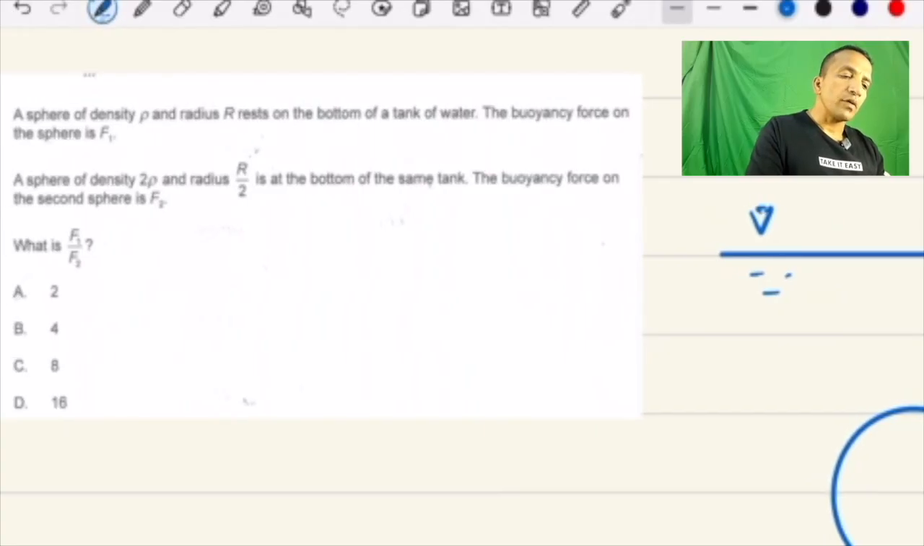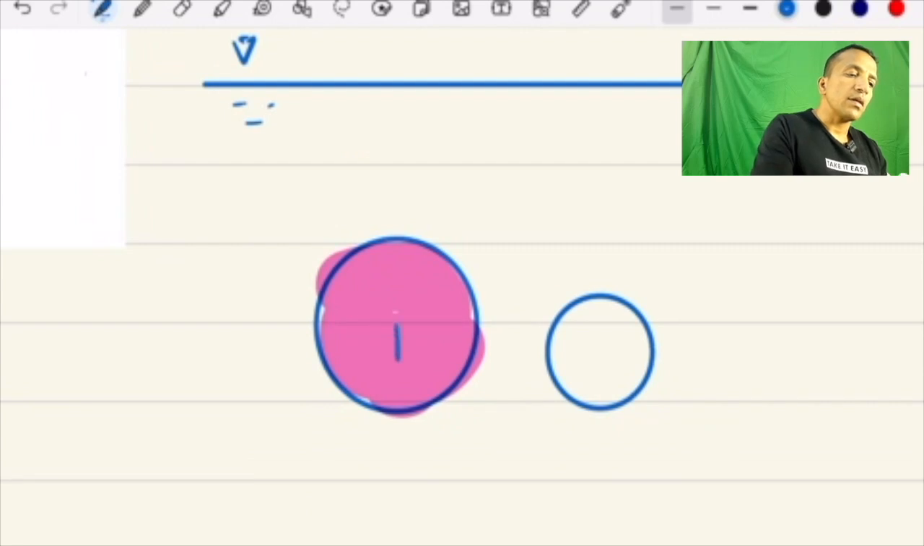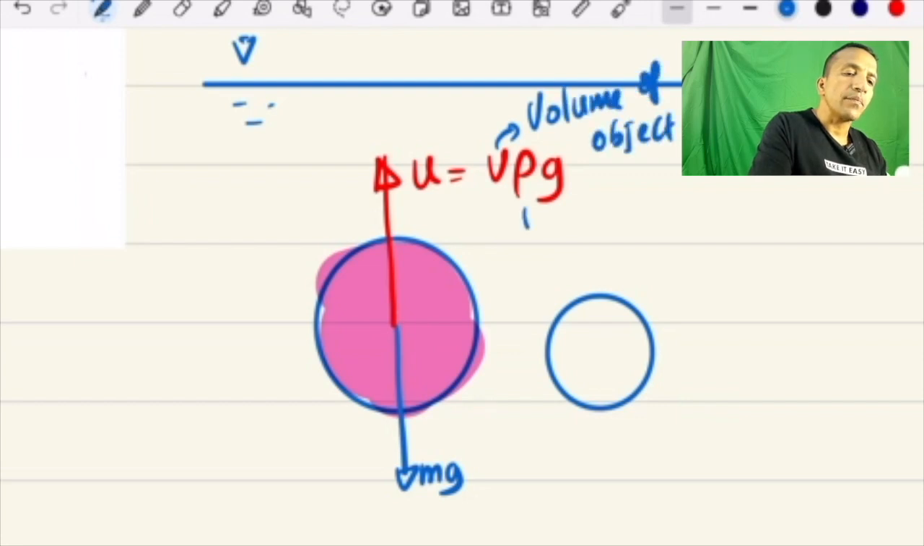Question number 4 is about upthrust. Let's think about an object which is immersed in a liquid. There are two forces on it. One is the weight of the object, but our focus here is the upthrust. It is given as V rho g. Two things to be careful about. This V is the volume of the object. Also, this rho means the density of the liquid, not the object, the liquid.